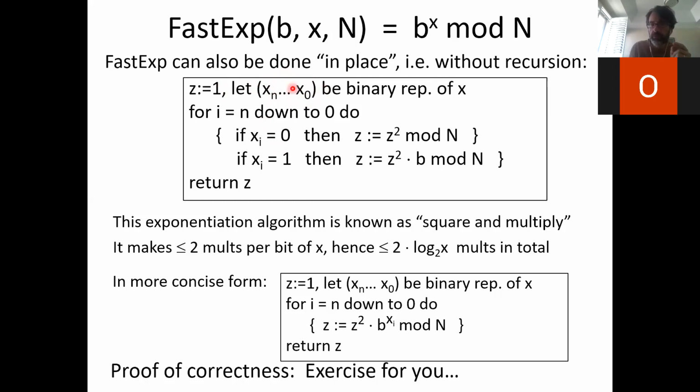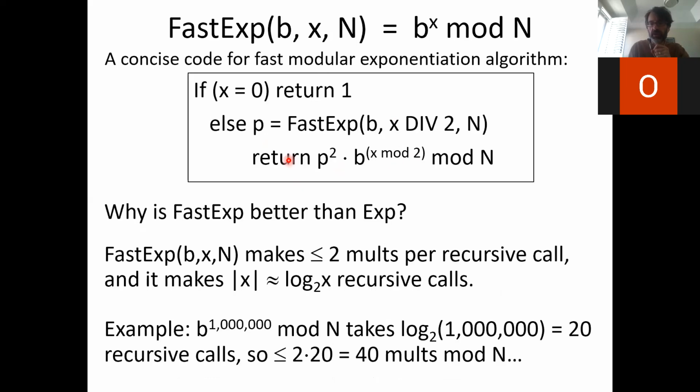But you can go from this side, and if you write out the recursive tree of these calls, then you will see that the base case is 1. And then on the way up, you always square, and you don't do anything more if the corresponding bit of x was 0, or you multiply by b if the corresponding bit was 1. If you stare at the recursive algorithm, that's exactly what it did. The base case was 1, and every time it moved up, it squared, and multiplied by b if the corresponding bit of x was 1, and if it was 0, it just squared.